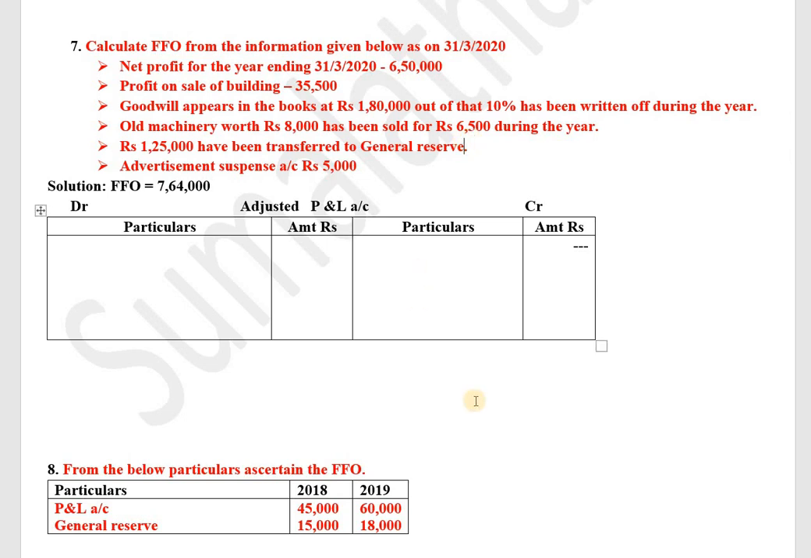Next, rupees 1,25,000 has been transferred to general reserve. General reserve obviously debit. Advertisement suspense account of rupees 5,000. Advertisement ಗೆ ಅಂತ ಇಟ್ಟಿರುವಂತದ್ದು 5,000. That is again an expense.